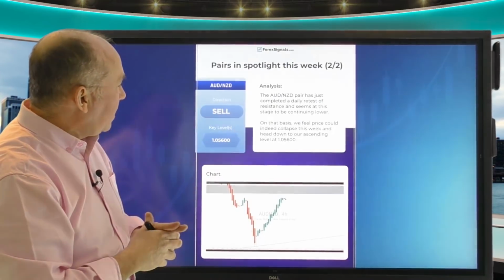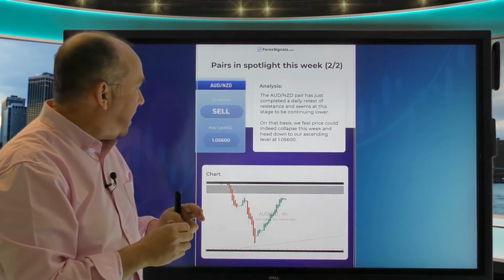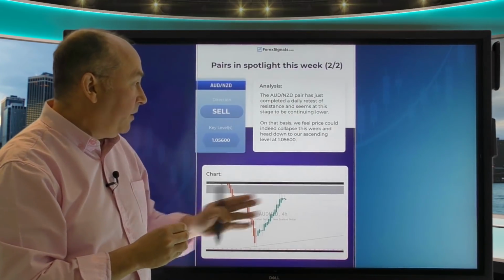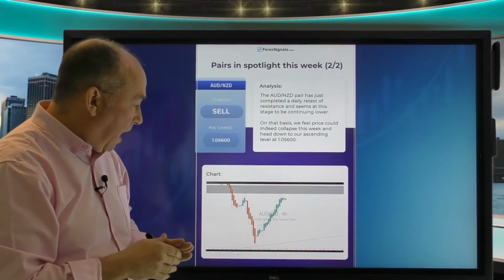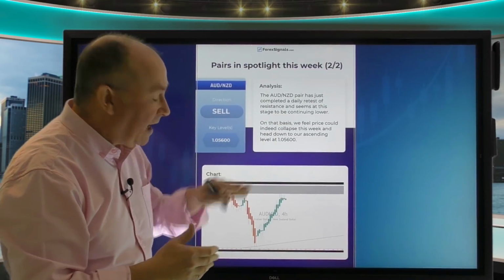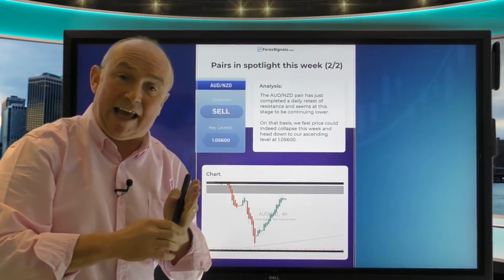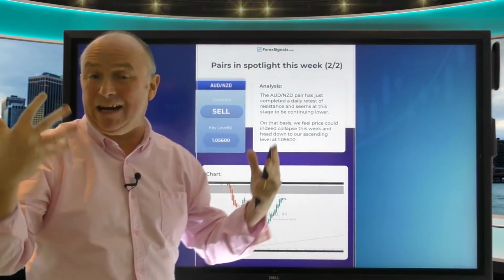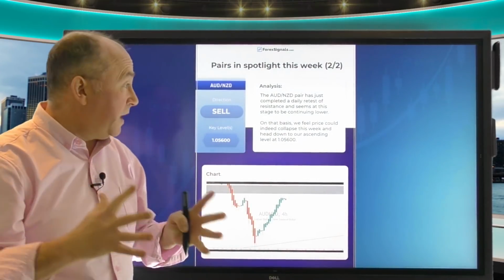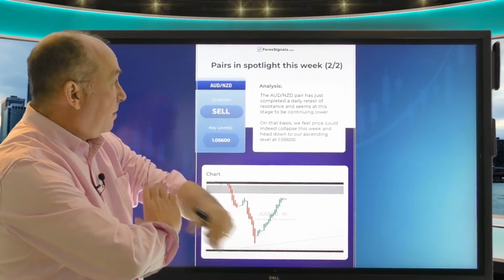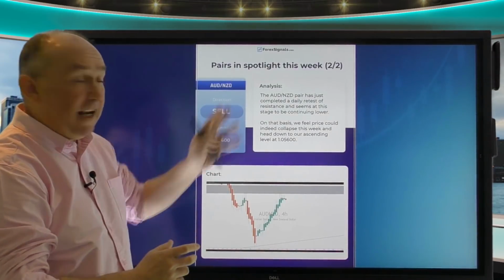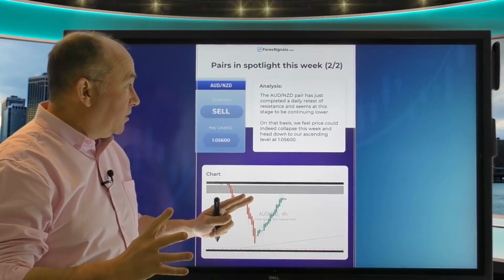Okay, also we're looking at Aussie New Zealand as another pair in the spotlight. We're seeing this coming back down to the 105.60 level. We've had this pullback coming into some resistance, and we're expecting that to roll back. It is in fact one of my trade picks from last week, and I still have an open trade in that at the moment. So we're looking at a short trade in the Aussie against the New Zealand dollar.